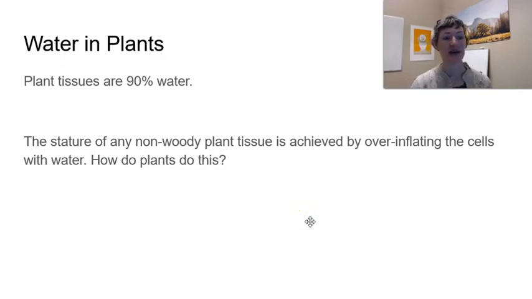Plant tissue is made up of 90% water. You might often hear the statistic that humans are made up of 70% water. Plants and fungi too, 90%, so almost entirely water. Maintaining that volume of water in their bodies helps them keep their form. So it is incredibly important to the overall structure of a plant as well as the function of a plant. The stature of non-woody plant tissue is achieved by overinflating the cells with water. So we can think about how plants do this.